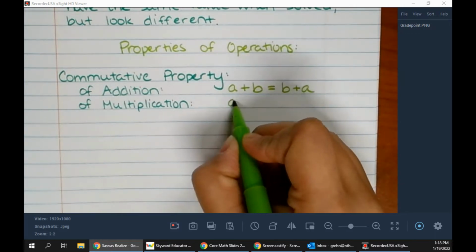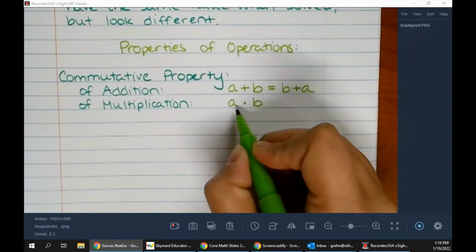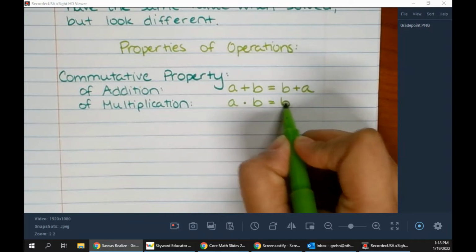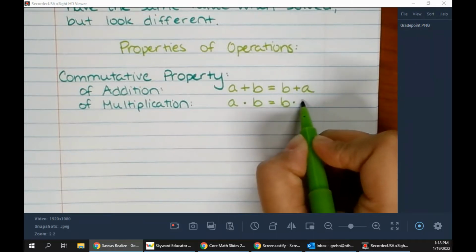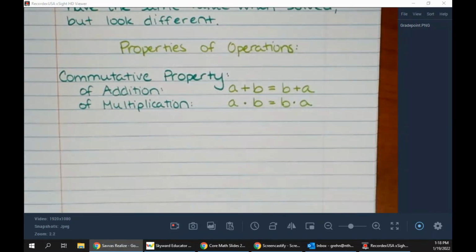Same thing goes for multiplication. So if I were to multiply a times b, I could get the same answer or the same result by multiplying b times a.